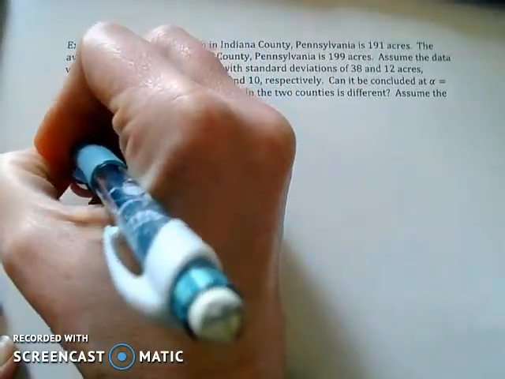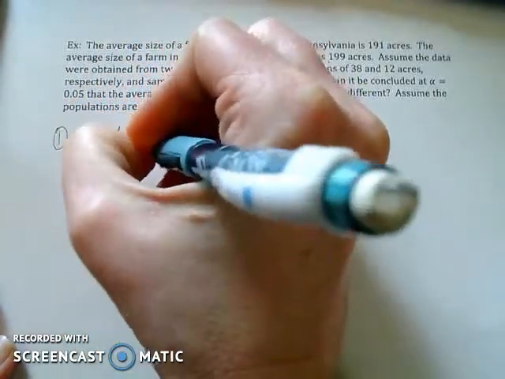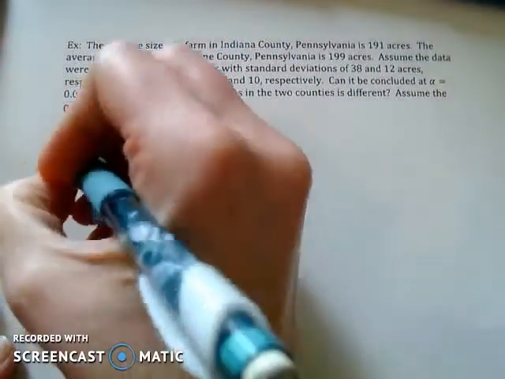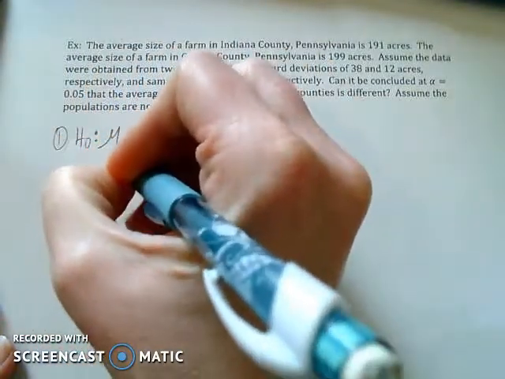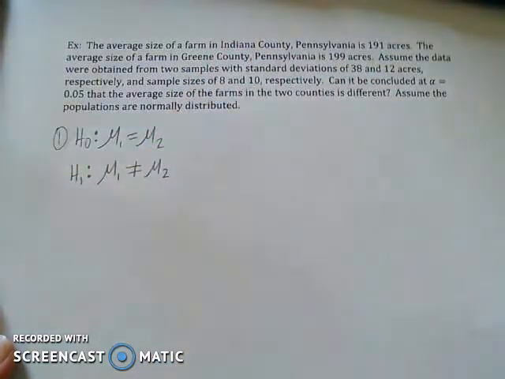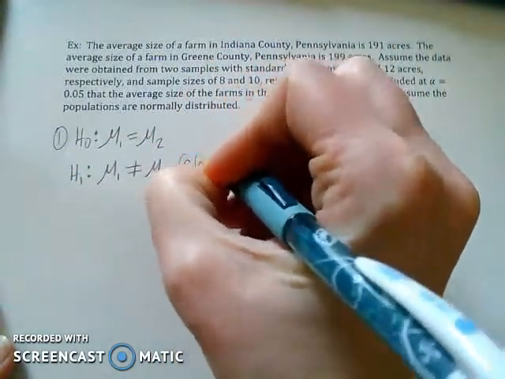So step 1, H sub 0 is going to be mu1 equals mu2. H sub 1, it doesn't give us less than or greater than, so it's just not equal to. And it says, can we conclude they're different? So this one is going to be the claim.